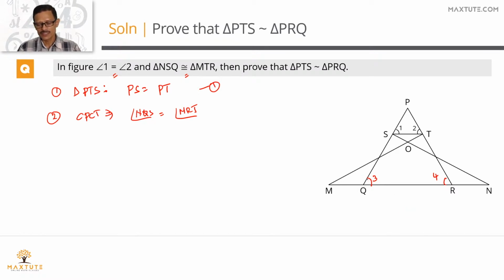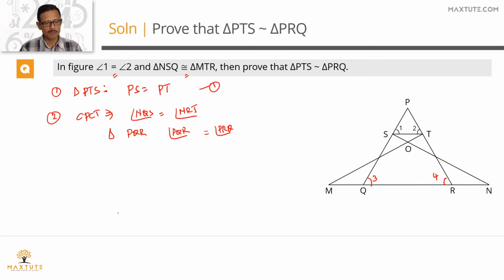But hold on for a minute. This angle 3 and angle 4 are also part of this triangle PQR. What would these angles be in triangle PQR? NQS is going to be angle PQR. And MRT is going to be angle PRQ. So in step 2, we have established that angle 3 equals angle 4 by CPCT. But these two angles are also part of triangle PQR. Therefore, we can say angle PQR is equal to angle PRQ.